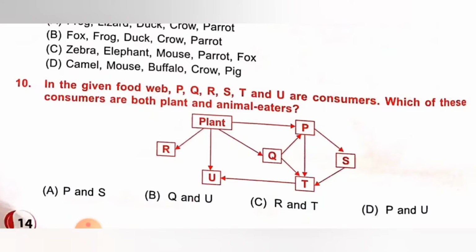So here P is a plant eating animal as well as Q. So it eats both plants and animals. Okay. U is eating plants and animals. So T is also an animal eater. So S and T are eating only animals, that is S and T are carnivores. So Q and R are eating only plants, that is Q and R are herbivores. So here option D, P and U are consumers which eat both plants and animals. So option D is the correct answer.